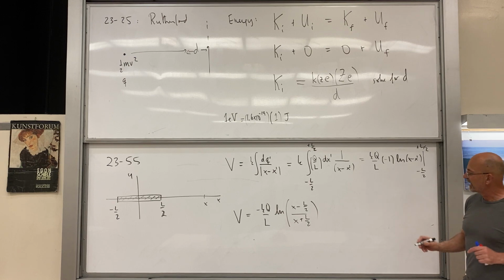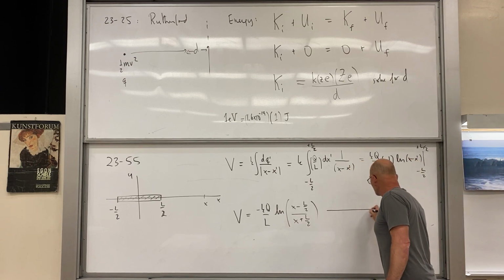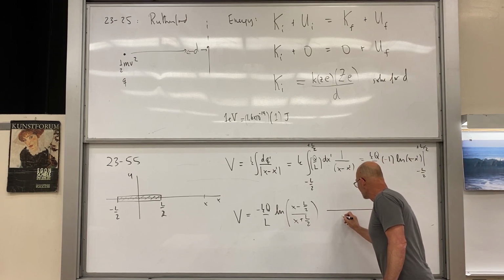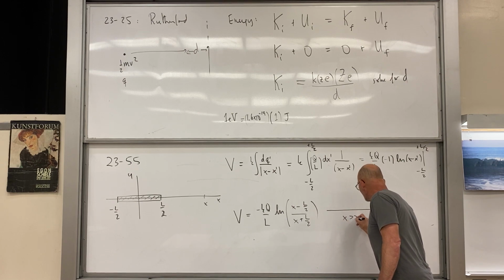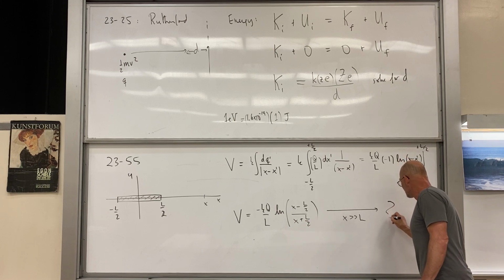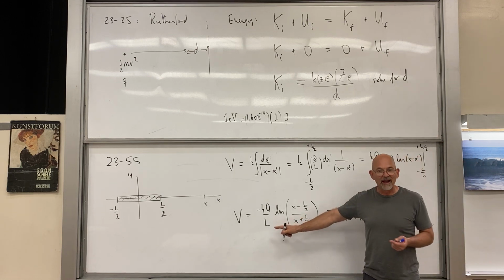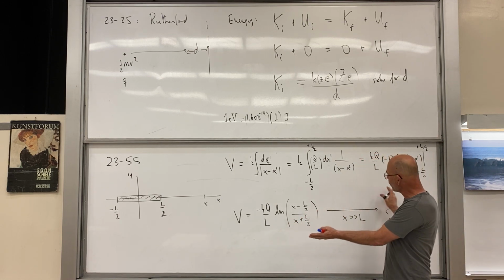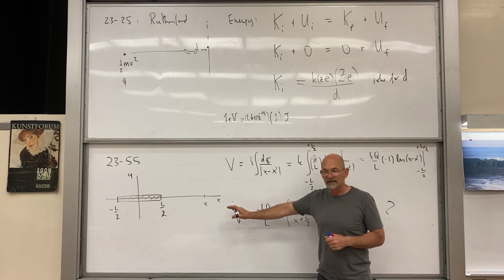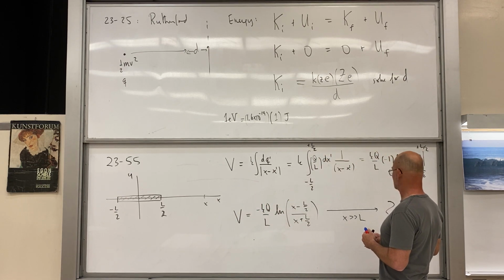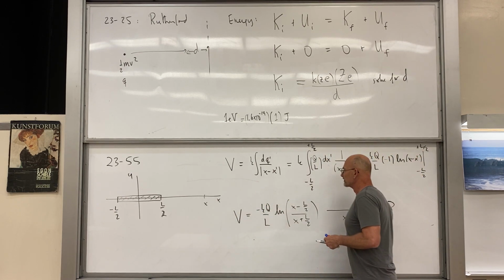But what we want to do next, which makes this interesting, is we're going to say for x greater than L, what does this turn into? Okay. Well, it's supposed to turn into kq over x. Because if you're far enough away from it, it's supposed to just look like a point, act like a point. Okay, so we can do that.